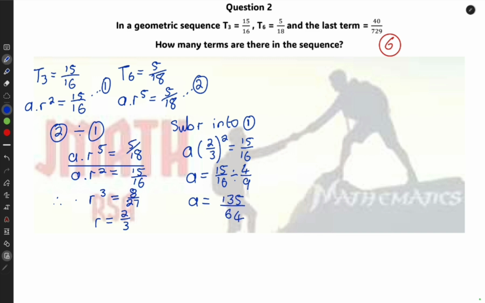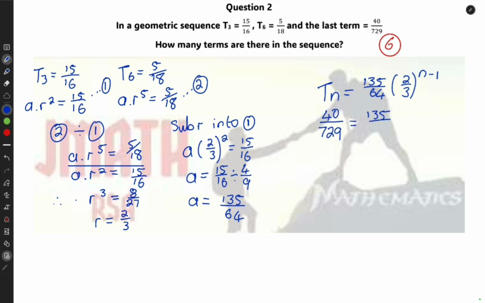Now, normally the question would stop there, but in this case, they asked me what is the position of the last term. This means I need to do the Tn formula, make it equal to that value, and then solve. So I know Tn for the geometric is a times r to the power n minus 1. So a is 135 over 64 times 2 over 3, and then to the power n minus 1. I need to find n if Tn is equal to 40 over 729.